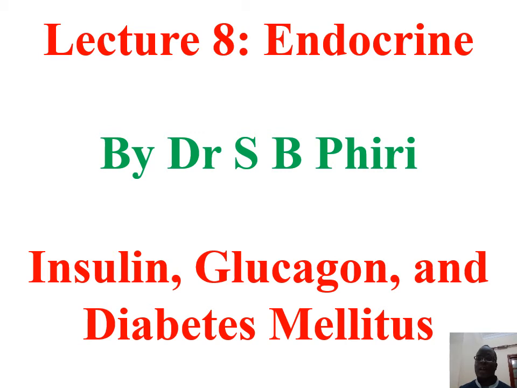So there are a number of hormones that are being produced by the pancreas, the major ones being insulin and glucagon, which are the most common hormones that are produced by the pancreas. So this lecture is going to be biased towards insulin.